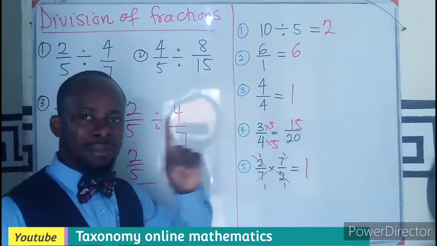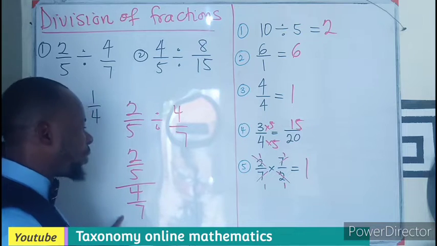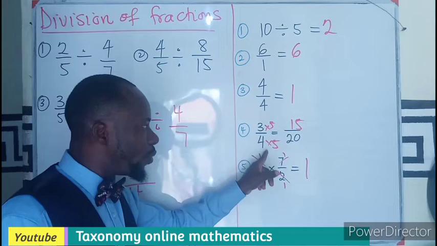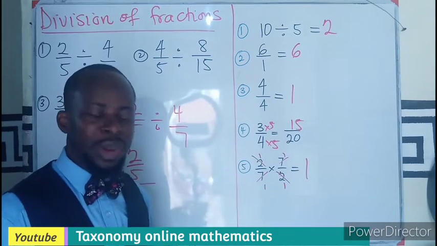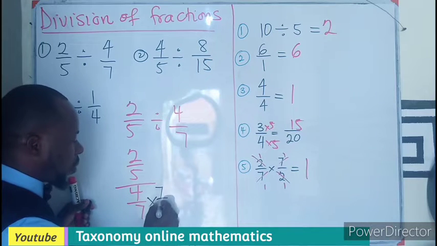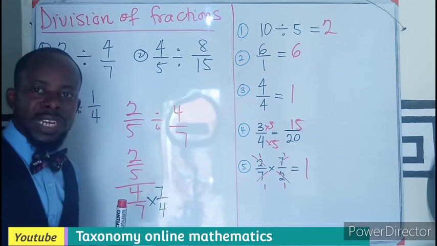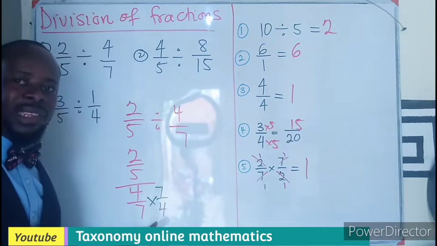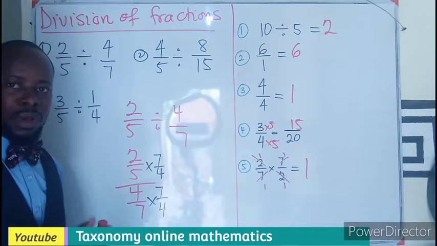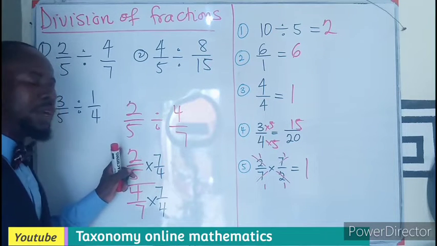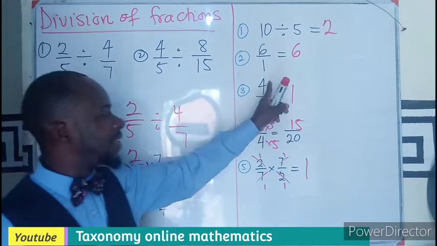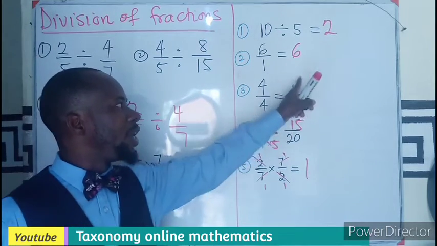And mind you, whatever I do to the denominator, I must do to what? The numerator. Whatever you do to your denominator must be done to the numerator. So the reciprocal of this is going to be 7 on 4. Now that I multiply the bottom by the reciprocal, the top must also be multiplied by the same value, so that this divided by this will cancel. As I can see, 4 divided by 4 is 1.